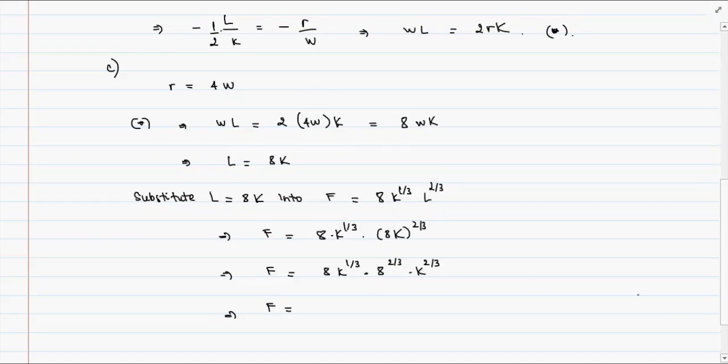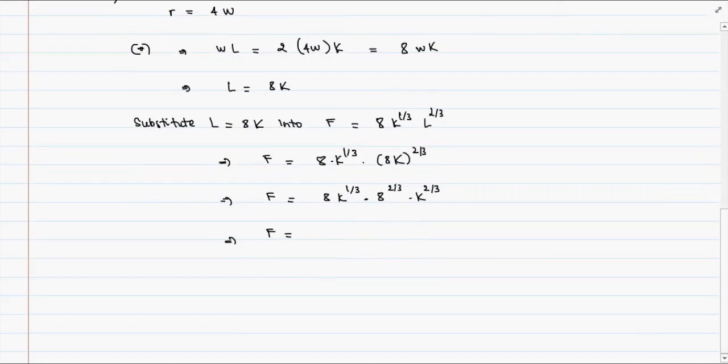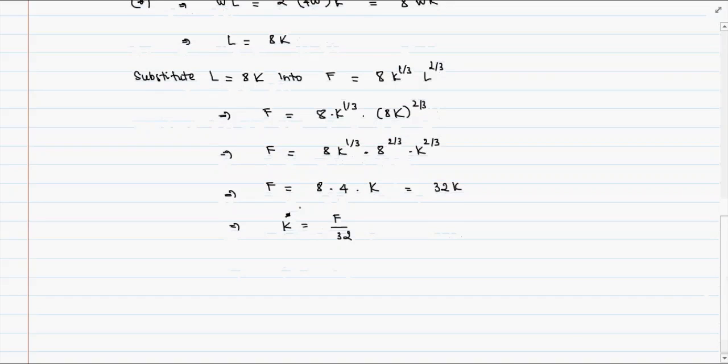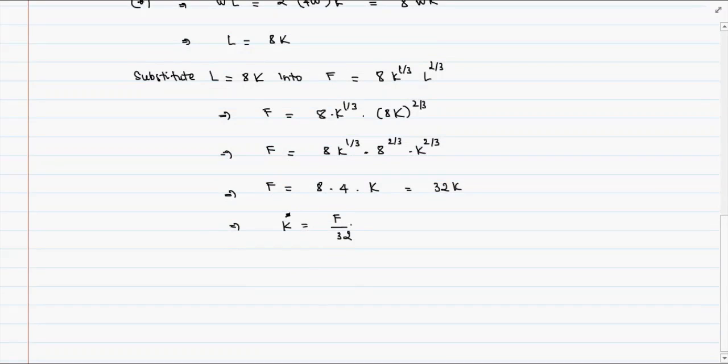And so therefore F is equal to, so 8 times 8 2 on 3 is going to be, alright, so 8 to the power of 2 on 3 is going to be equal to 4. Okay, and so K power 1 on 3 times K power 2 on 3 is going to be equal to K. Okay, so that is 8 times 4 is 32K. Right, so therefore K is going to be equal to F divided by 32. So this is the optimal amount of capital that is needed to be used in order to produce F units of output in a cost minimizing way.